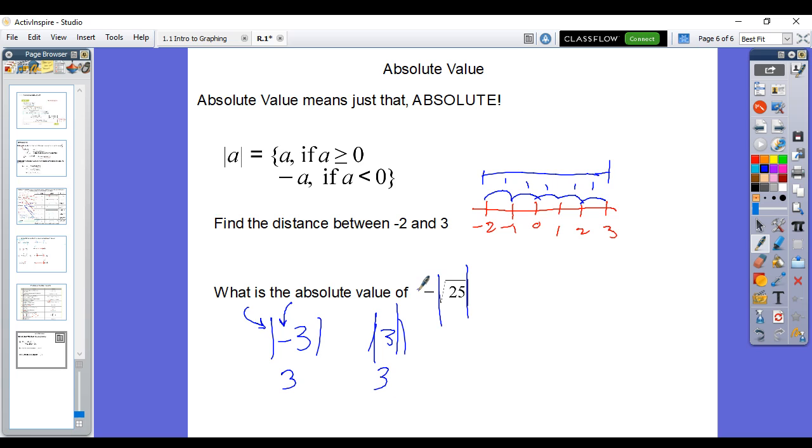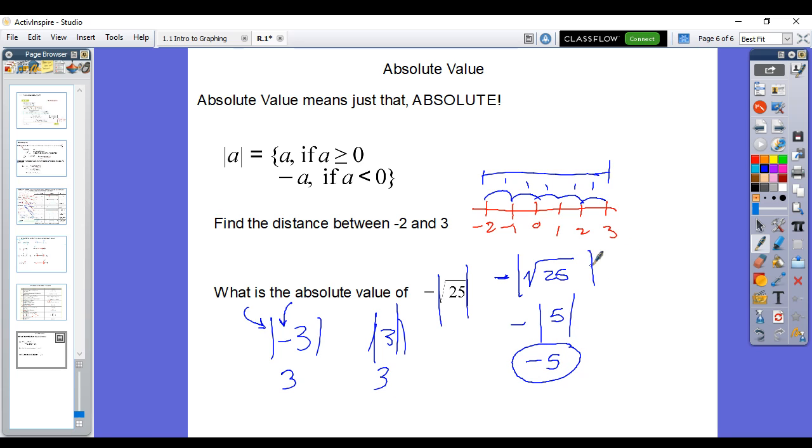But let's look at this problem. We're saying, hey, what's the negative of the absolute value of radical 25? The sign on the outside does not affect the inside at all. Not right now. So we have radical 25. To simplify this, what's the square root of 25? 5. That's simplified. Now, what's the absolute value of 5? It is 5. We drop our absolute value bars and then bring in that sign. So the final answer here is negative 5.